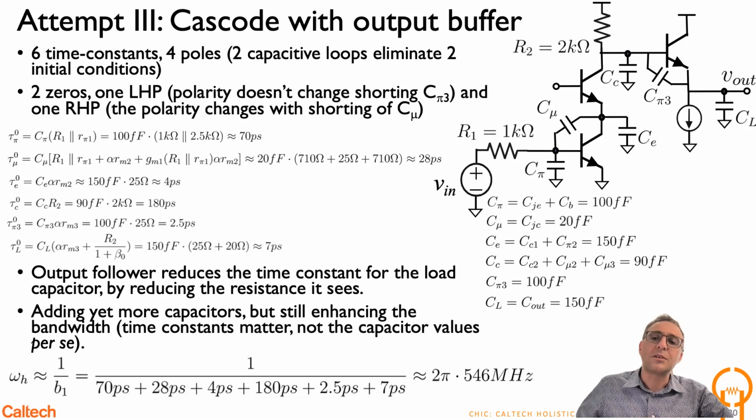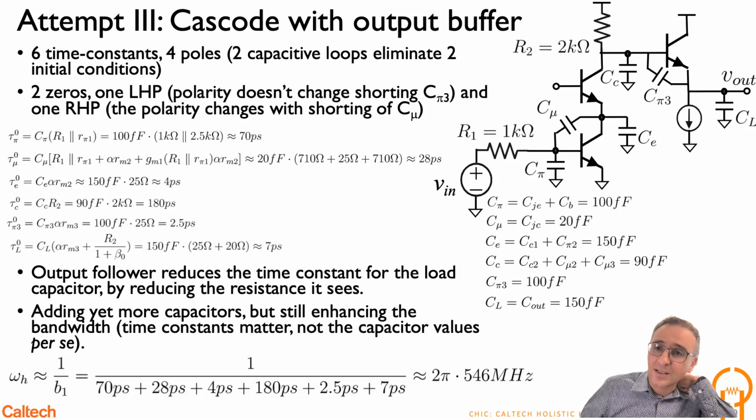Now, how many zeros? You can see that there are 2 capacitors, shorting of which simultaneously can produce a non-zero output, which are C mu and C pi 3. So now you can see that you have 2 zeros. But this is a bit interesting, because shorting C mu results in an inversion of the polarity, since this was an inverting stage, and shorting it makes it non-inverting. But shorting C pi 3 doesn't produce an inversion, because this was a non-inverting buffer stage, and it still remains non-inverting if you short across it. That means you have 1 left half plane zero and 1 right half plane zero.